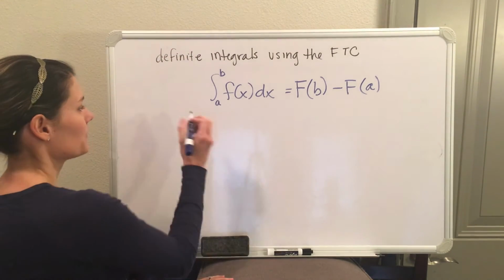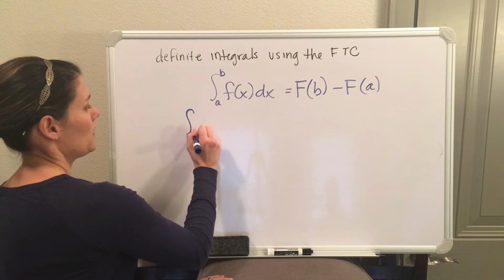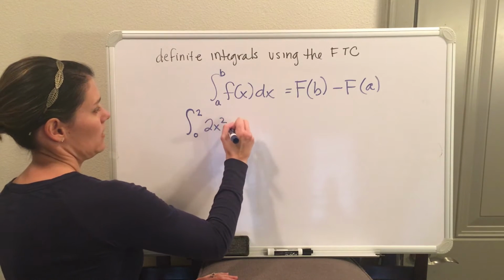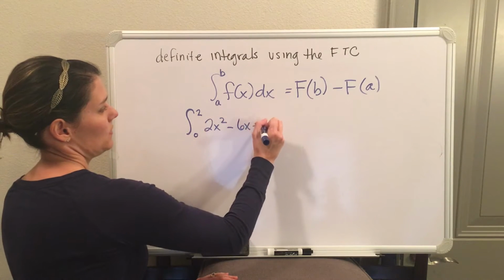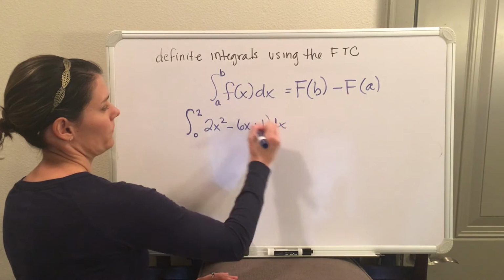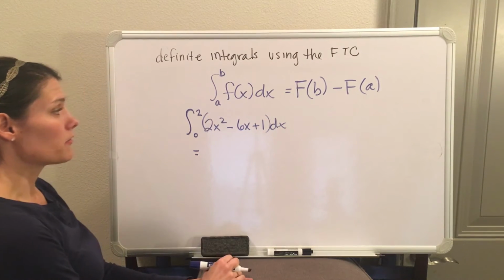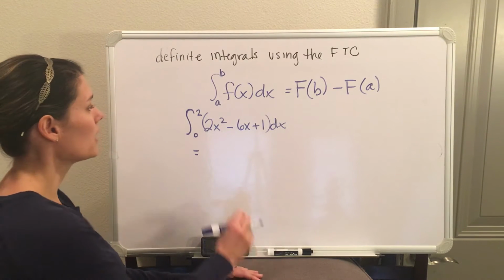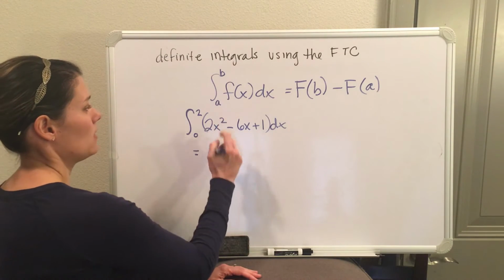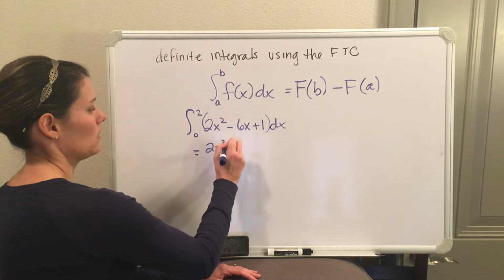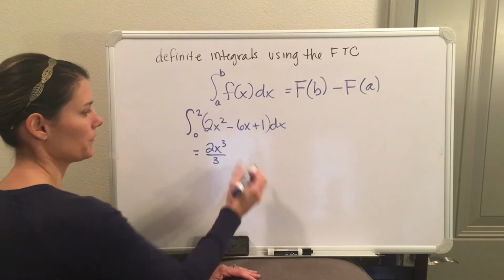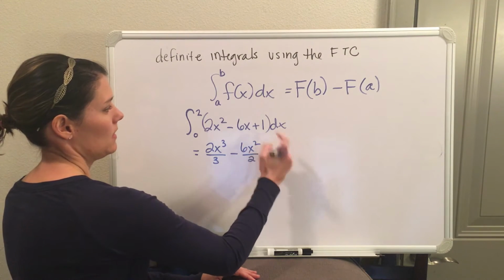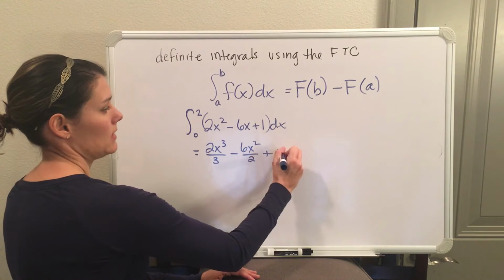Let's do some examples. Let's do the integral from 0 to 2 of 2x squared minus 6x plus 1. So all I'm going to do first is use my power formulas and take the antiderivative. The antiderivative of 2x squared, you add 1 to the power, and then divide by that power. And then the next one I will add 1 to the power and then divide. And the antiderivative of 1 is x.